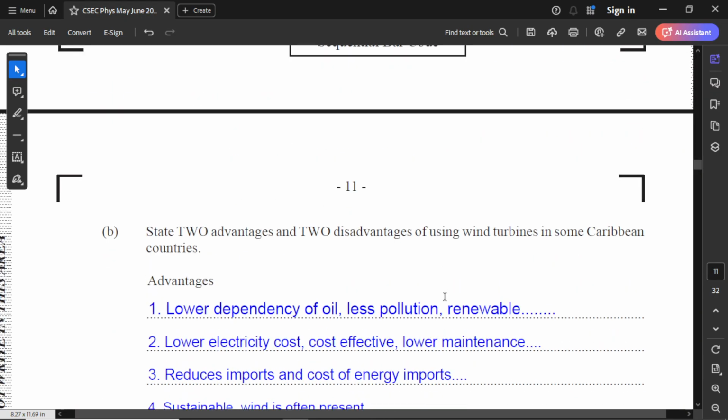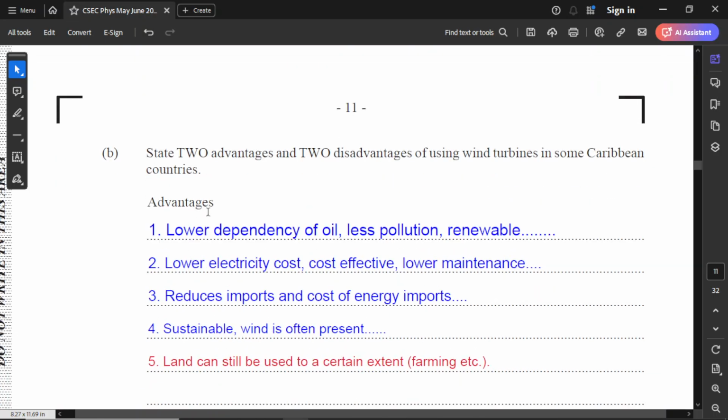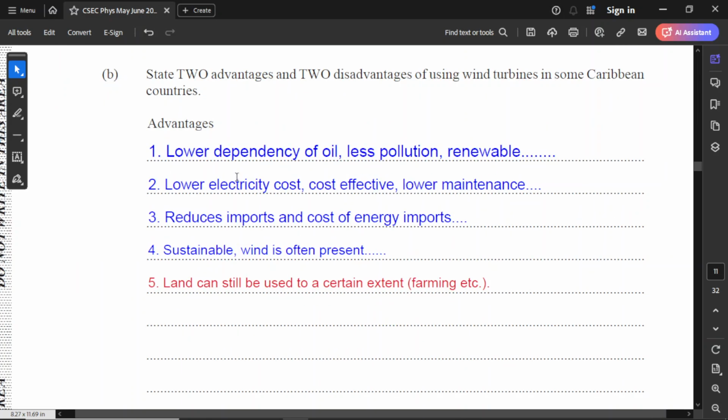All right, so part B is state 2 advantages and 2 disadvantages of using wind turbines in some Caribbean countries. And so advantages, there are a lot of advantages, especially in the Caribbean. Of course, it normally has some great winds for the most part. And so one here is a lower dependency on oil, that's the advantage. Less pollution, and it is renewable as well. So those are many things you could list right there.